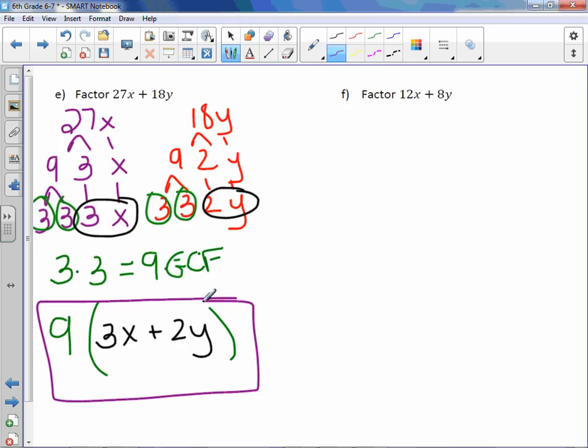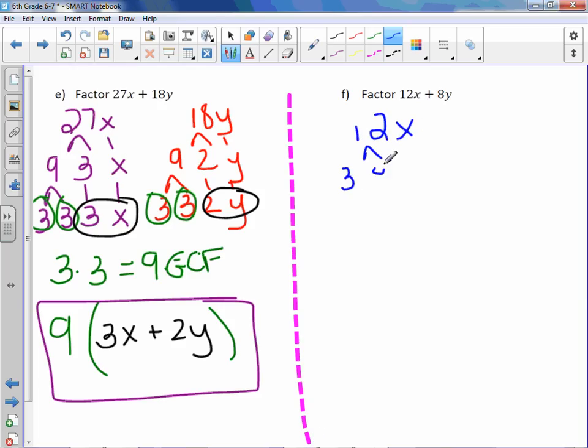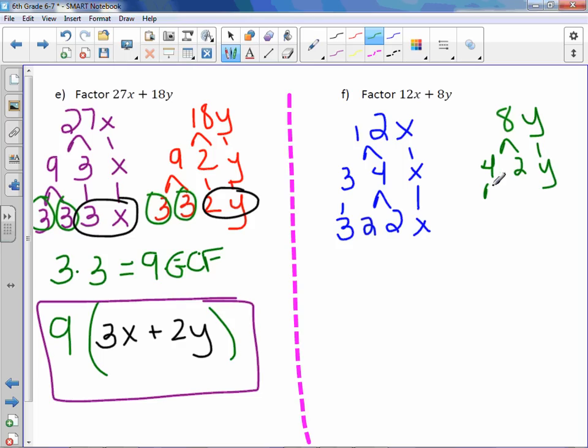Letter F, factor. Let's factor another one. And we'll do our factor trees. 12x. We've got 3 and 4, and of course x. 4 breaks down to 2 and 2. Bring down the 3, bring down the x. And 8y. 8 can be broken down into 4 and 2, and of course the y. 4 is 2 times 2. Bring down the 2, bring down the y.